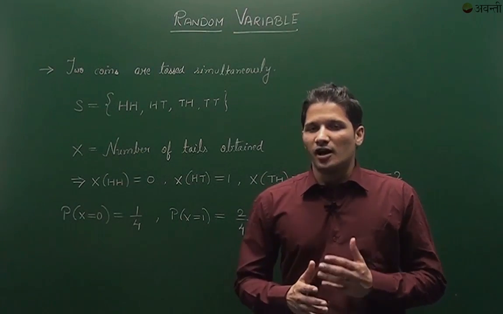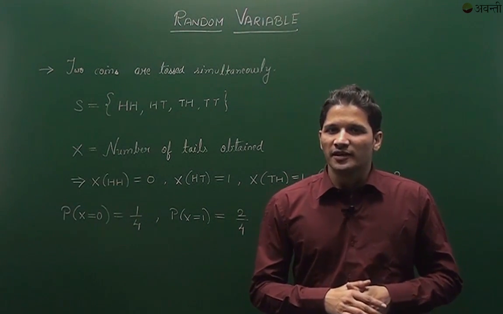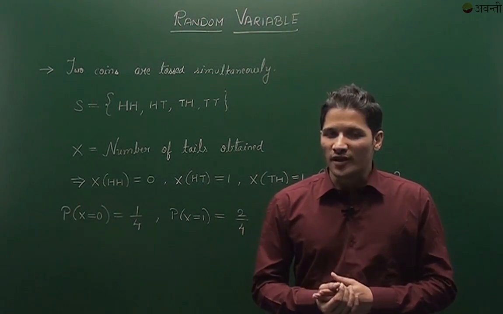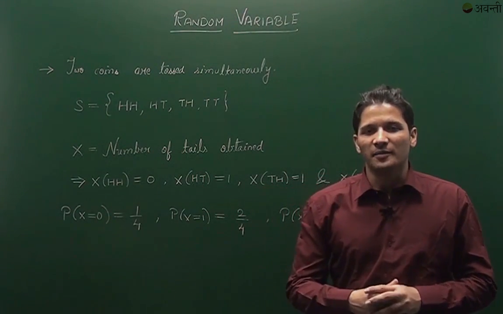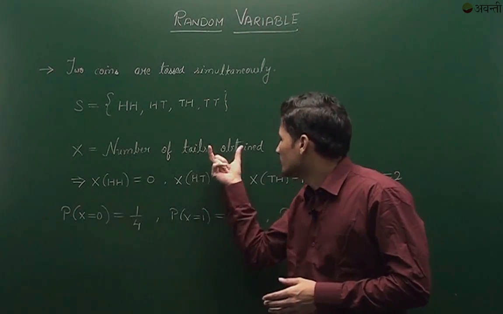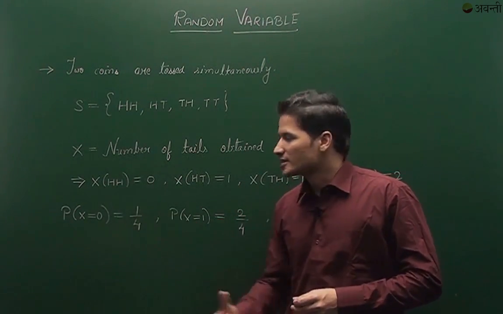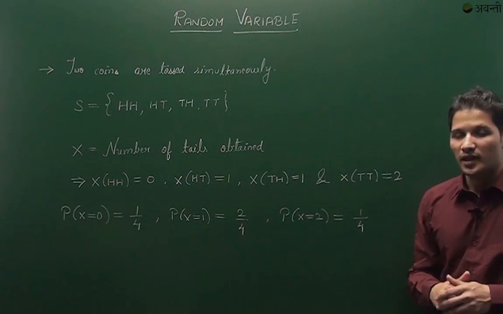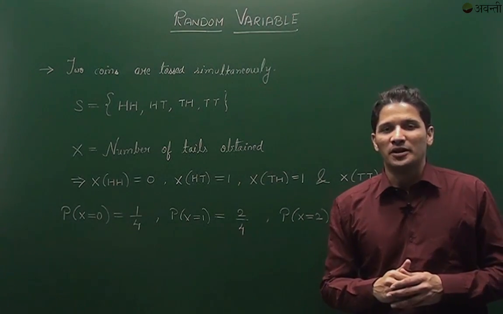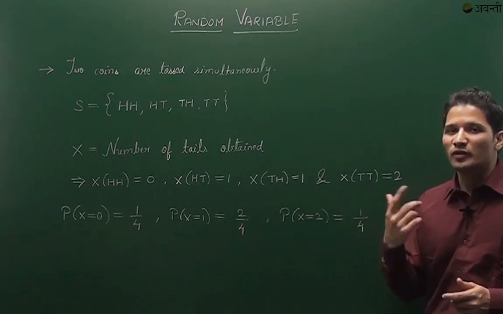Now we will learn how to calculate the probability of a random variable. In the previous example we tossed two coins simultaneously and got this sample space, and then we defined a random variable x such that x is the number of tails obtained. In this case we obtained three values of x: x equal to 0, x equal to 1, and x equal to 2. Now if we have to calculate the probabilities of x equal to 0, 1 and 2, how do we do that?